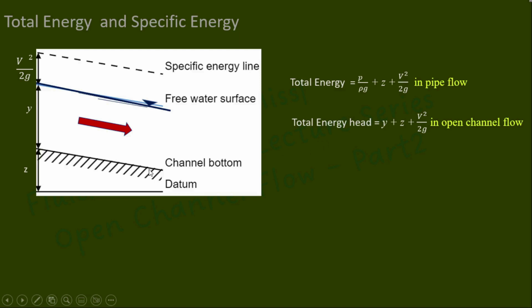Now, if the channel bottom is taken as datum, the total energy per unit weight is E equal to Y plus V square by 2g, or it can be written as Y plus Q square by 2g A square, where V equal to Q by A. So we can say that specific energy is the energy per unit weight of water measured above the channel bottom. The concept of specific energy is very useful in the solution of many open channel flow problems.